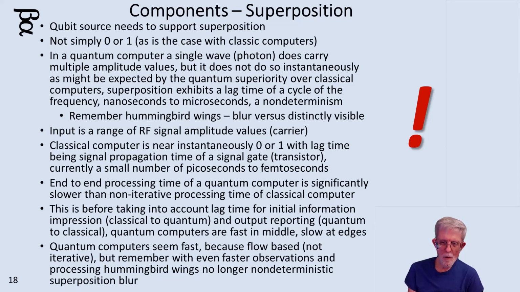And once I take it out of that non-deterministic, hummingbird's blur effect, and put it back into something classical as a 0 or 1, it's no longer flow-based, and now I can process it with a classical computer.